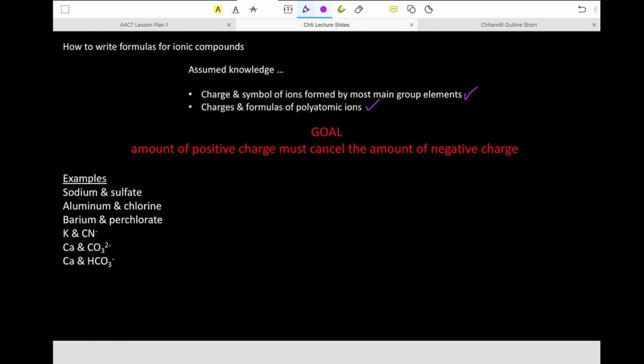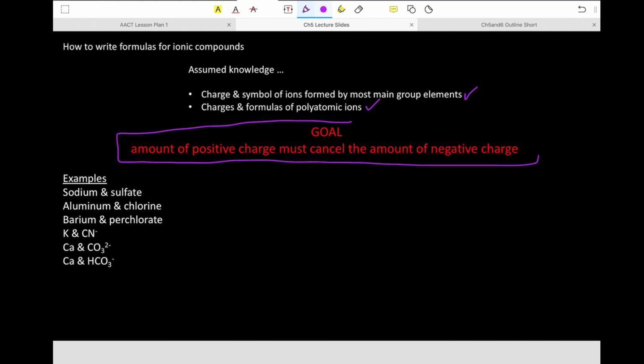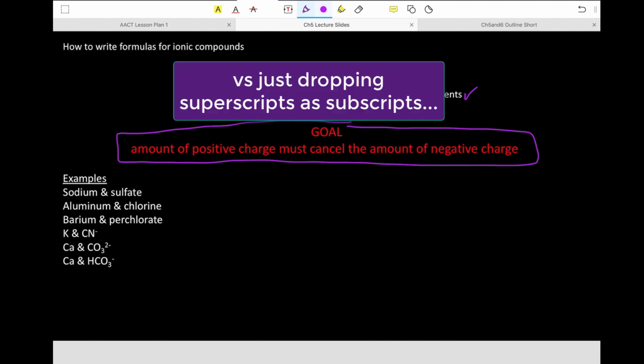All right, goal. So your book gives you a little shortcut way to do it, right? We are going to do it this way because this means that we have reasoned through it a little bit better, and it's going to help us when we get to writing the names if we do it this way, all right? So this is going to be our goal: the amount of positive charge must cancel the amount of negative charge.